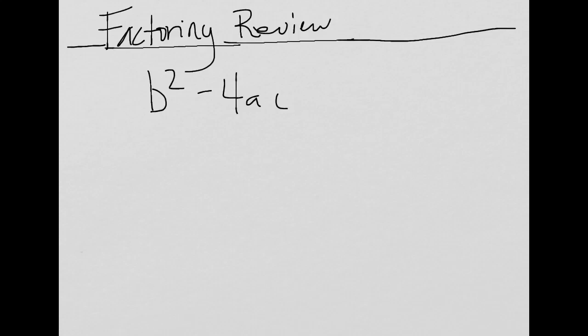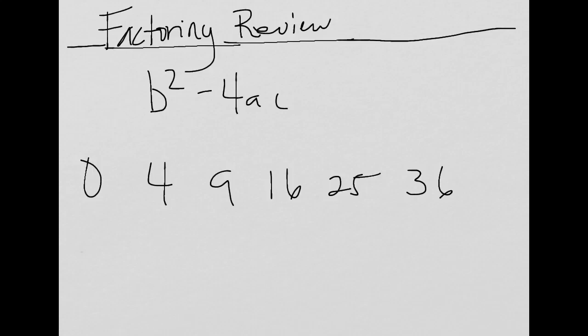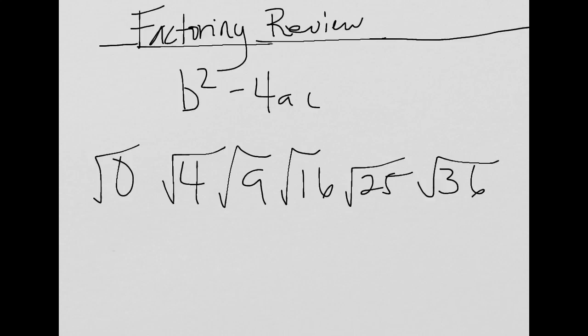is whether or not something can be factored. If the discriminant is equal to 0, 4, 9, 16, 25, 36, what do all these numbers have in common? I can do what with them? Can't divide 25 by 2, but I can take the square root of all of them and they're perfect squares. 0, 2, 3, 4, 5, 6, so on. So if the discriminant is a perfect square, then I can factor it.